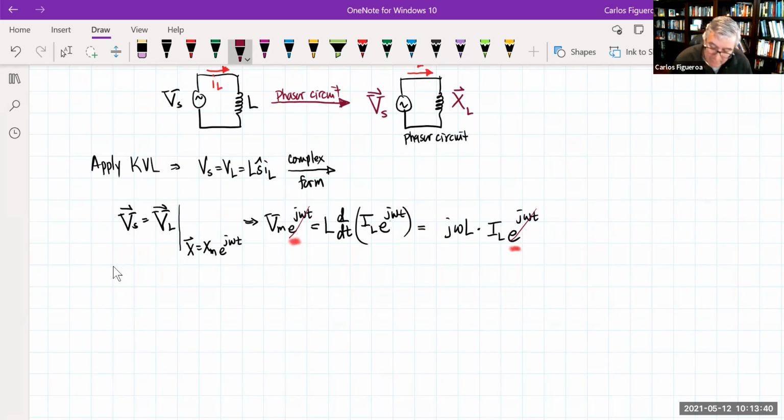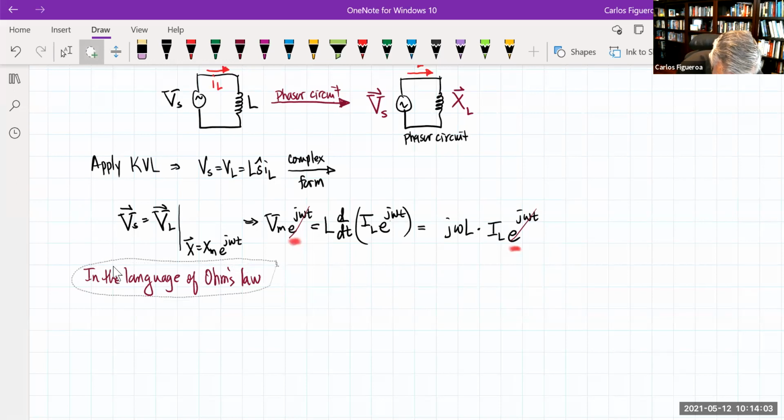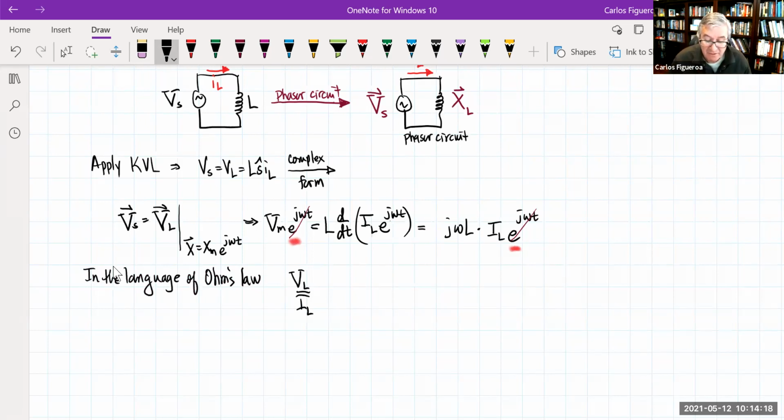So now what I'm going to say is that if this is truly Ohm's law, if I look at this in the language of Ohm's law, then here I've got to do the following thing. I'm going to look at the ratio of VL over IL. Remember, because the source is parallel to the inductor, they must have the same voltage amplitude.